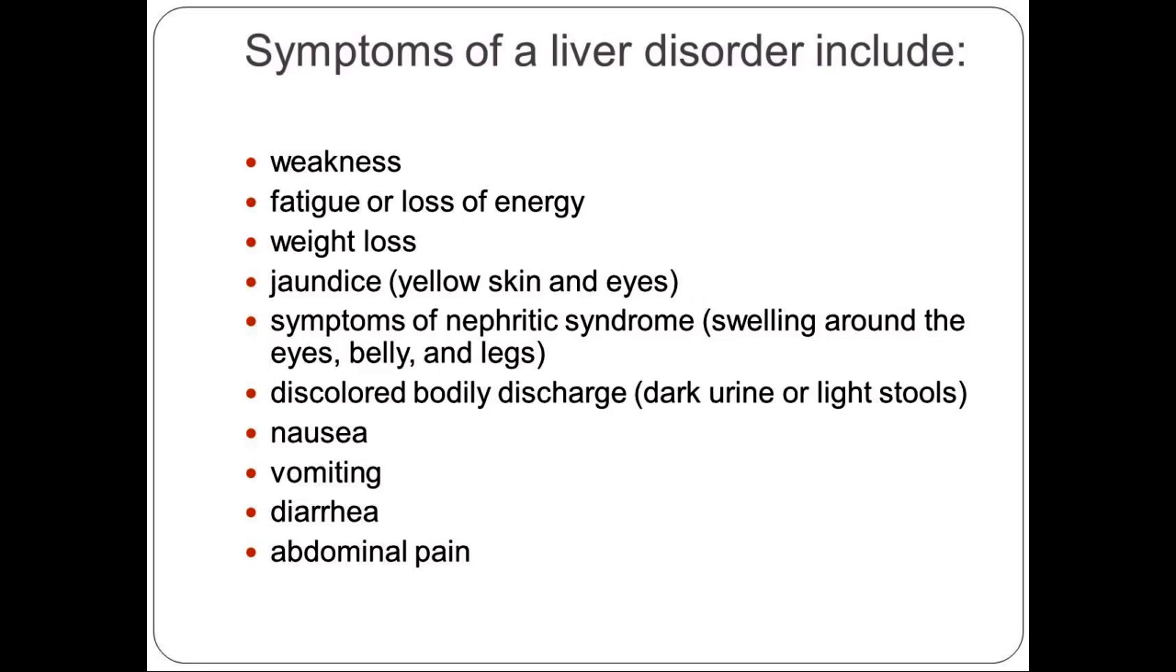Some symptoms of liver disorders include weakness, fatigue. Sounds like people with anemia, doesn't it? Which is why primary care is complicated. You actually end up being like a detective when you work in primary care. So weakness, fatigue, weight loss, jaundice, yellow skin and eyes. And remember, you might also see that in Gilbert syndrome. Symptoms of nephritic syndrome, which is swelling around the eyes, the belly, and the legs. Dark urine or light stools. Nausea, vomiting, diarrhea, and abdominal pain.